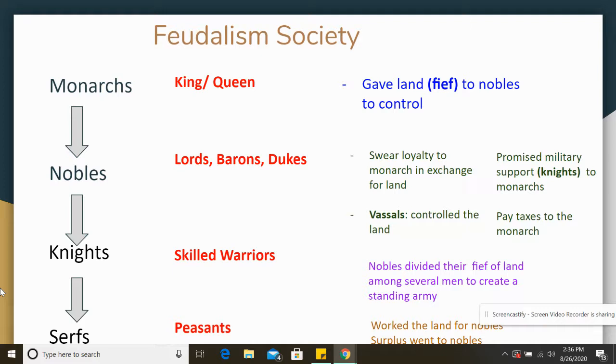And finally, below the knights, we have the serfs. Serfs are also peasants, and they are tied to the land. They work the land for the nobles in exchange for protection. And whatever they're working or tending to, whether it's grain or wheat, the surplus will always get kicked back up to the nobles. So we have monarchs, nobles, knights, and peasants, or serfs.